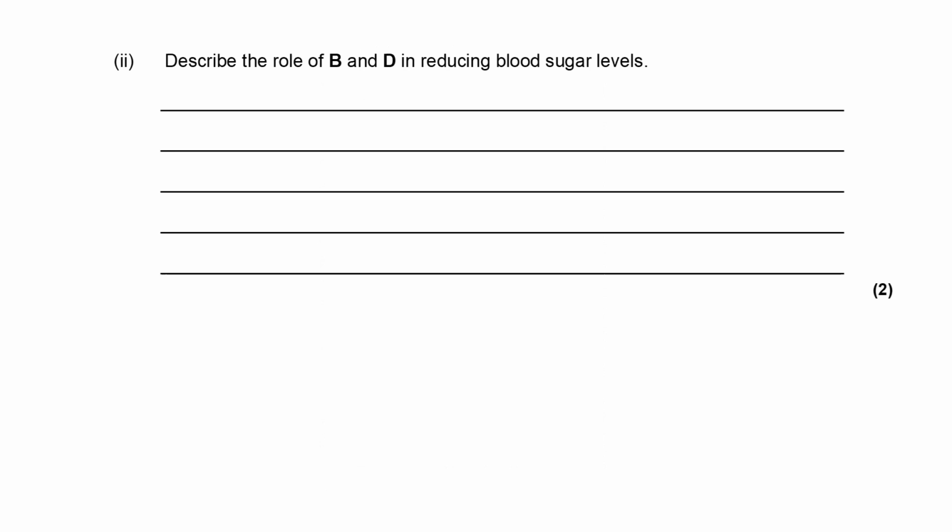Part 2. Describe the role of B and D in reducing blood sugar levels. You may have to rewind the video so that you can see those labels again, but it's 2 marks, 2 minutes. Pause the video now so that you can answer the question.